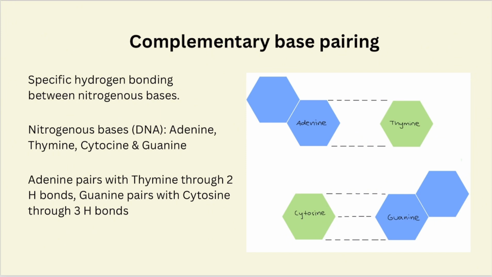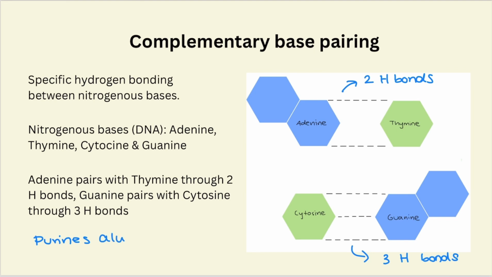Adenine and guanine are both called purines, whereas cytosine and thymine are both called pyrimidines. The adenine pairs with thymine through 2 hydrogen bonds, whereas the guanine pairs with cytosine through 3 H bonds. Remember that purines always pair with pyrimidines. This is very important to remember.